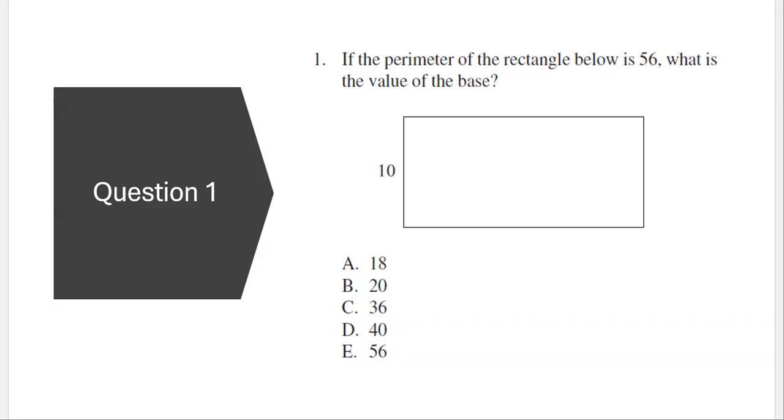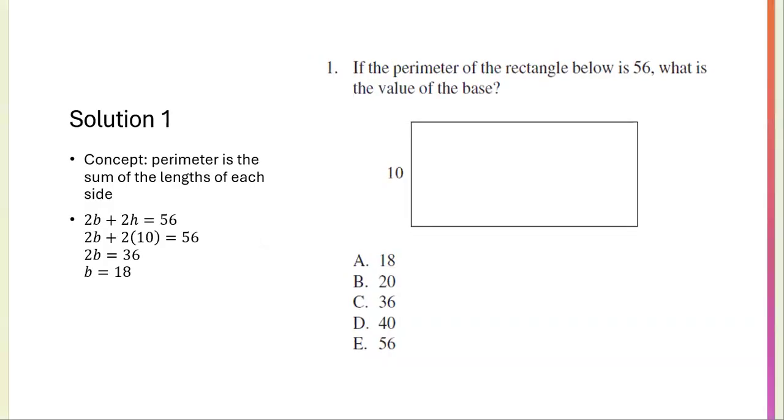If the perimeter of the rectangle below is 56, what is the value of the base? Hopefully you tried it. What's the solution? Well, the concept this is testing is perimeter is the sum of the lengths of each side. So this side plus this side plus this side plus this side. So for a rectangle, it's 2 times the length plus 2 times the width, or 2 times the base plus 2 times the height. Okay?